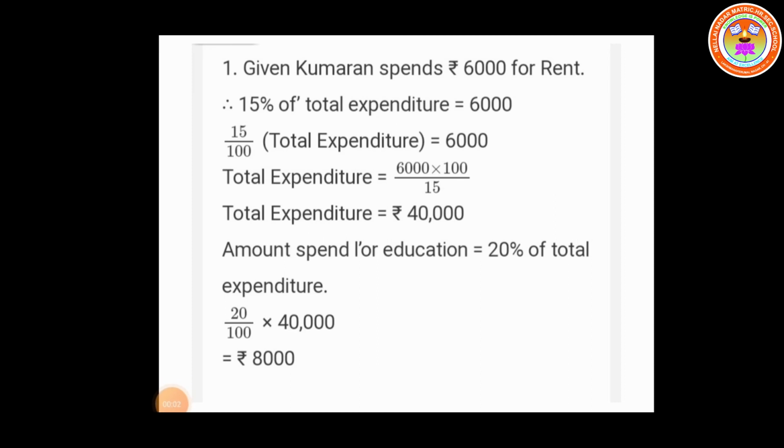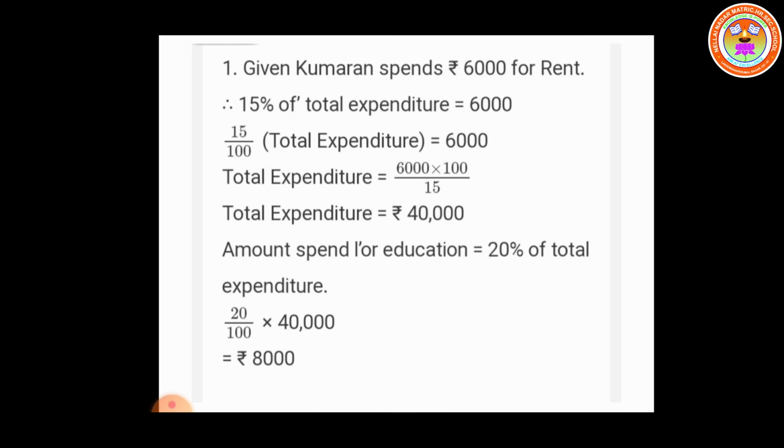Now let us see answers for the 3 questions asked. First one, find the amount spent for education if Kumaran spends rupees 6,000 for rent. See the answer. Given Kumaran spends rupees 6,000 for rent, and also they given 15% of the total expenditure is equal to rent. That is rupees 6,000. So 15 by 100 into total expenditure is equal to 6,000.